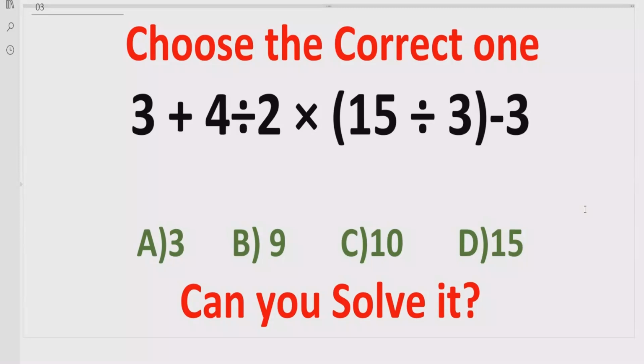The quiz contains the basic operations: plus, multiplication, division, and minus. So we have to solve this quiz using the PEMDAS and BODMAS method and find out the correct answer. In the answer list we have 4 answers. A is 3, B is 9, C is 10 and D is 15. So let's see after solving it which answer is correct.